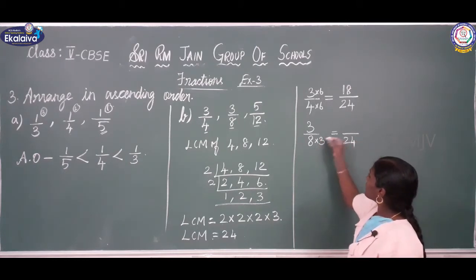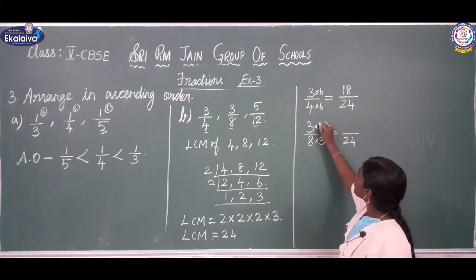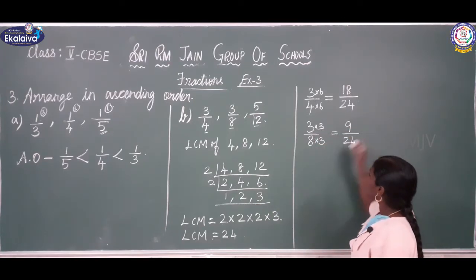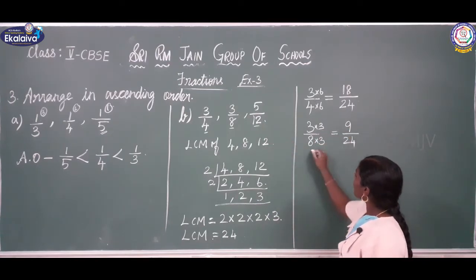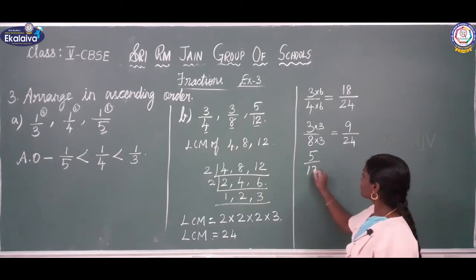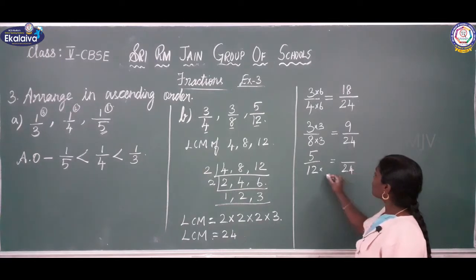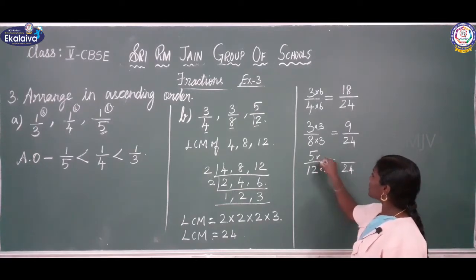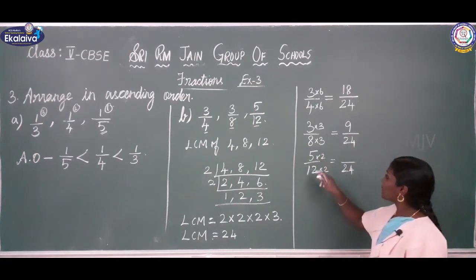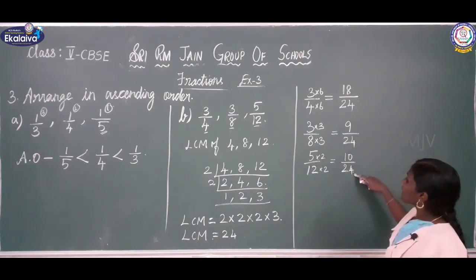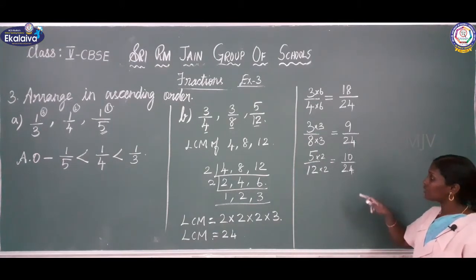8 3s are 24. So we have to multiply the numerator by the same number 3. 3 3s are 9. Then the third fraction is 5 by 12. In 12 table, when you will get 24? 12 2s are 24. So we have to multiply the numerator by the same number 2. Then 5 2s are 10, 10 by 24. Now we got the fractions with the same denominator 24.